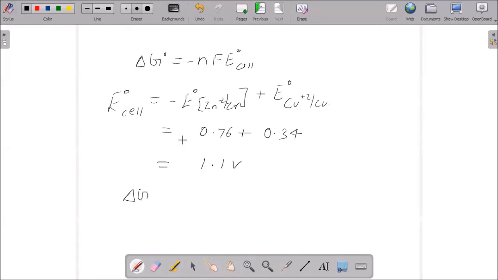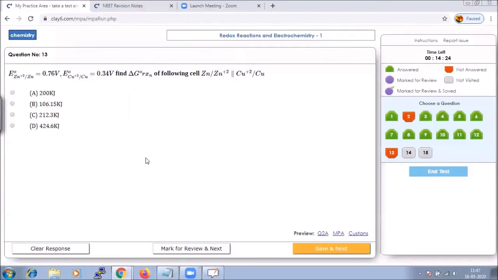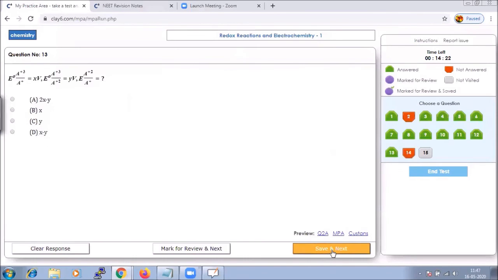And if we substitute in the above formula, delta G is equal to minus n, which is equal to 2, into 96500, into 1.1, and this value we have calculated, so it is in joules. Thus, we can say the value is 212.3 kilojoule. Let's check if it is there in the options. Yes, it is 212.3 kilojoule. Hence, let us mark that and go to the next.